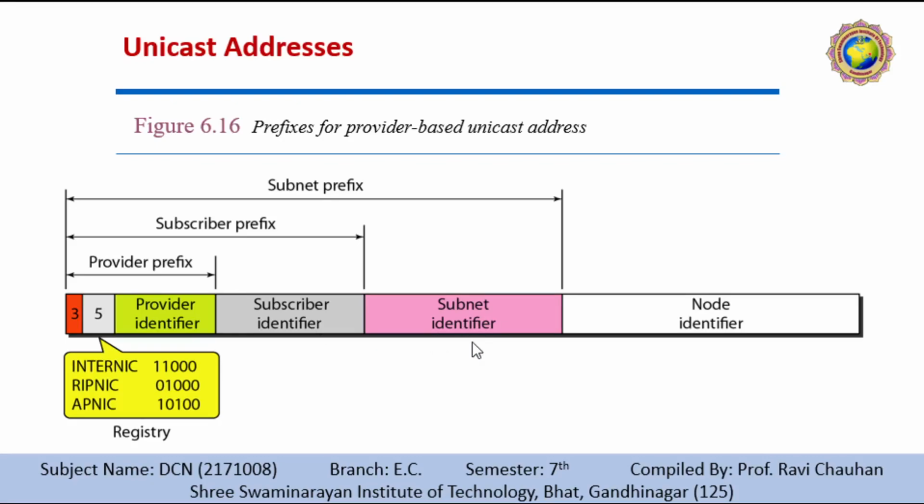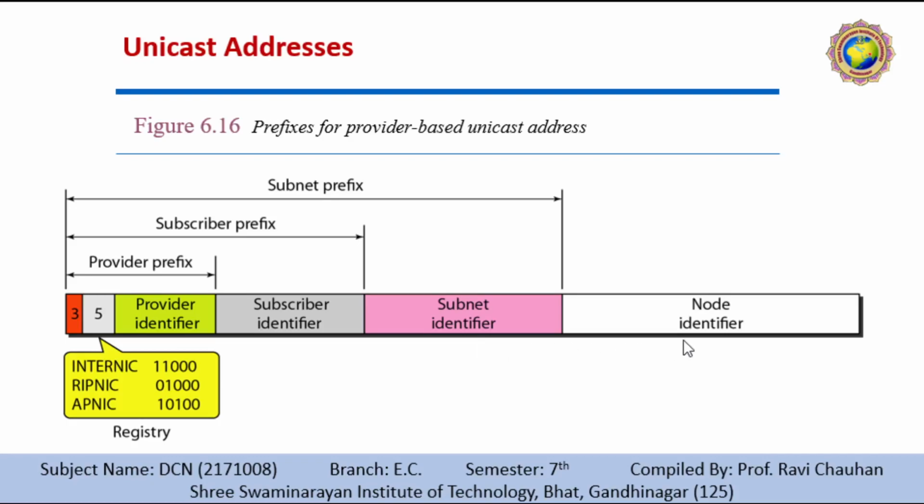Next is the subnet identifier. Each subscriber can have many different subnetworks, and each subnetwork has an identifier. A subnet identifier defines a specific subnet under the territory of a subscriber. A 32-bit length is recommended for this field.